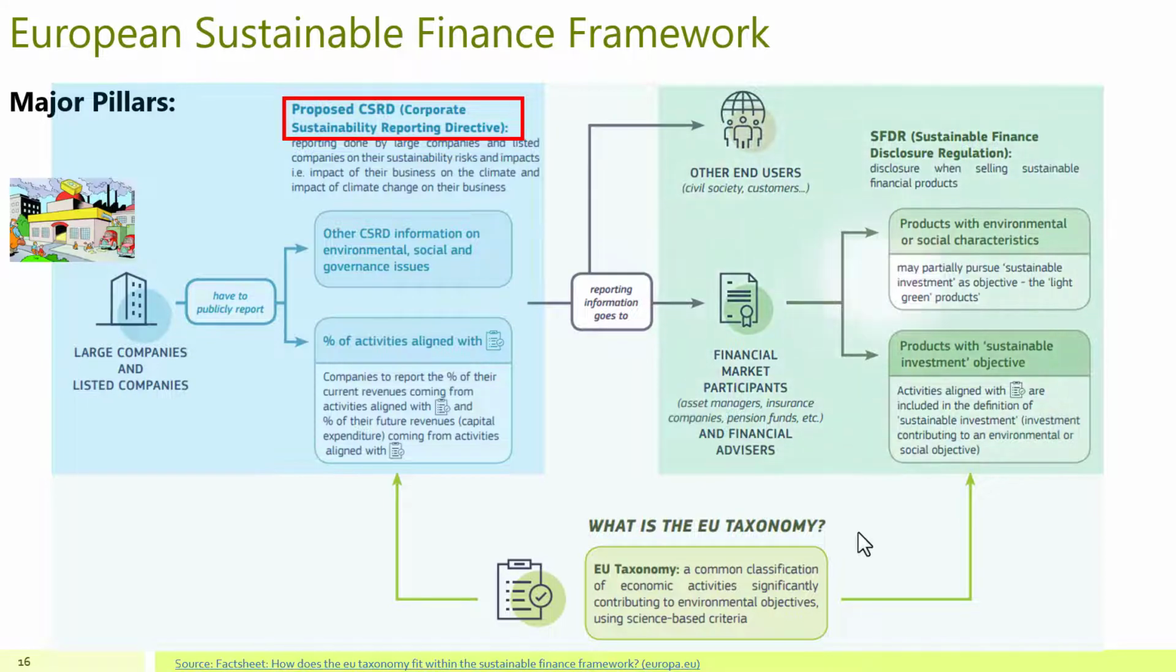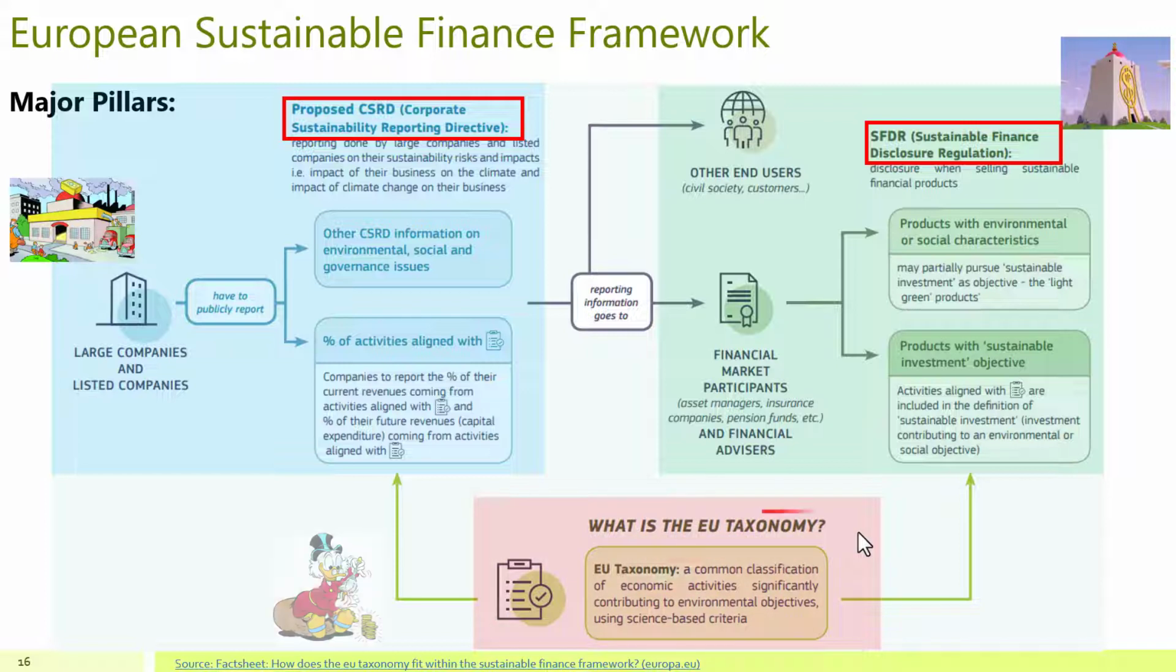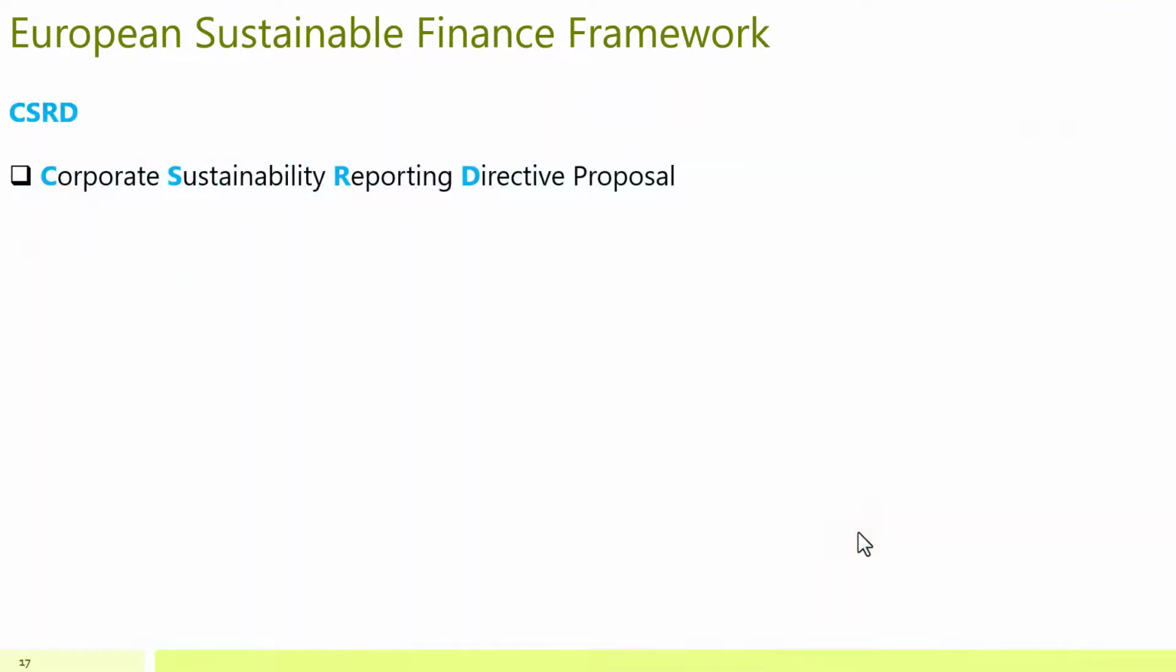Then we have on the right-hand side the Sustainable Finance Disclosure Regulation, which affects more the finance industry, banks, insurance companies, and so on. And then we have the taxonomy that brings these both worlds together and makes sure that the key performance indicators, statistics, and all the data that need to be reported are in line with each other. What I want to do next is dig a bit deeper into these three pillars.